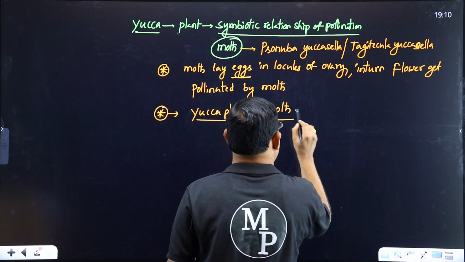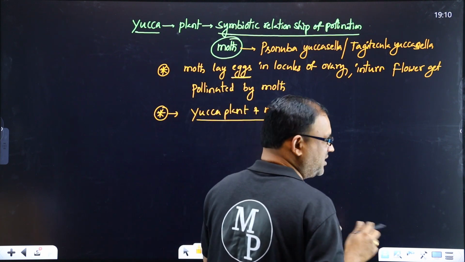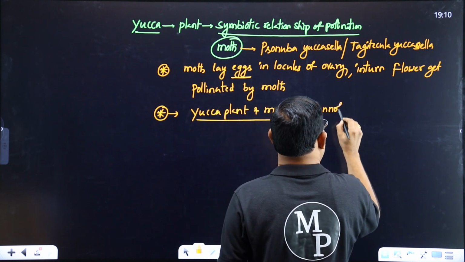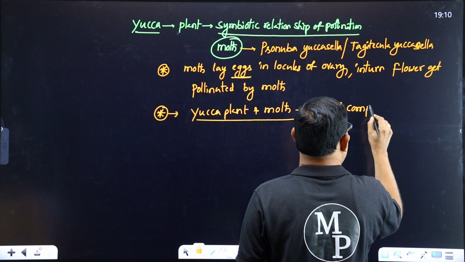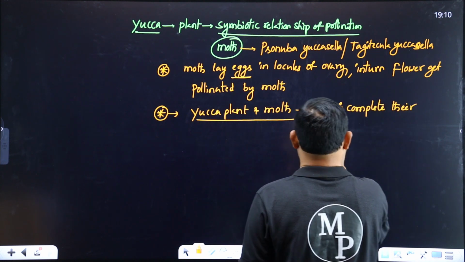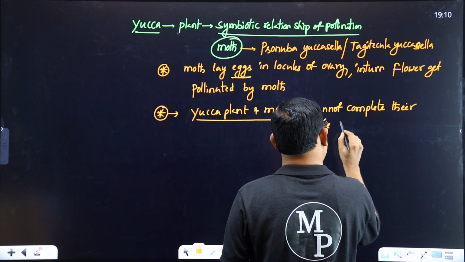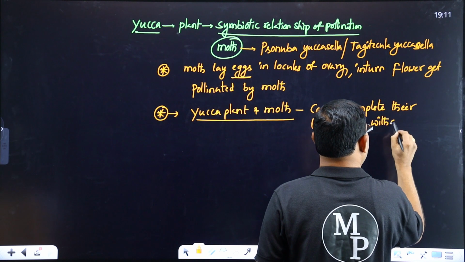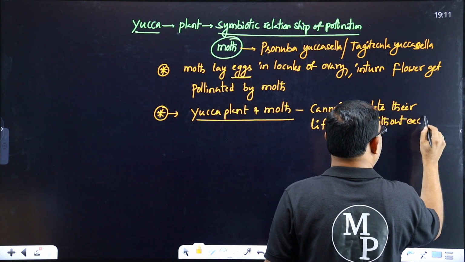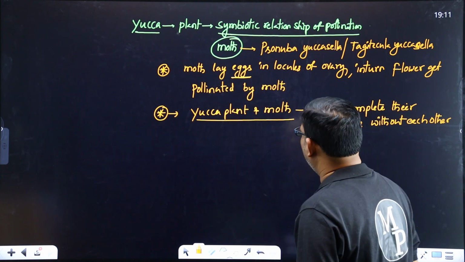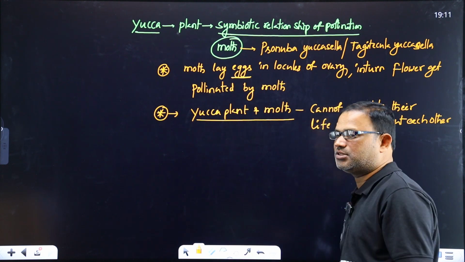Yucca plant and moth both depend upon each other. That means they cannot complete their life cycle without each other. Important. If one is absent, the other cannot complete its life cycle either.